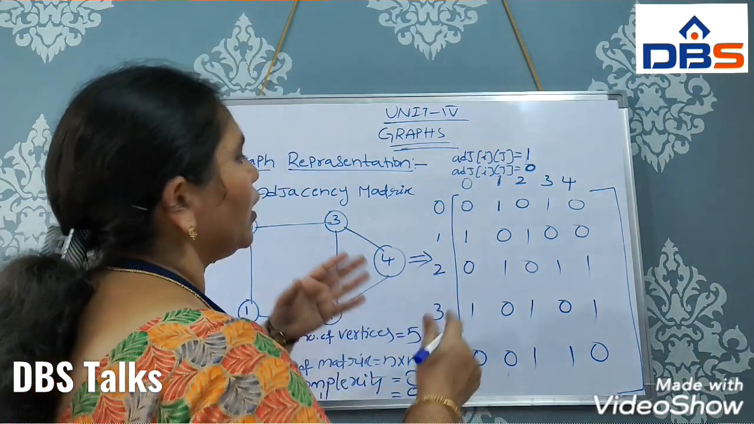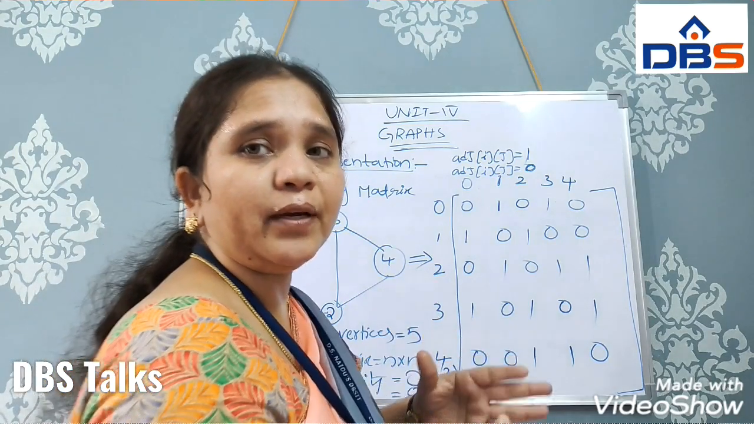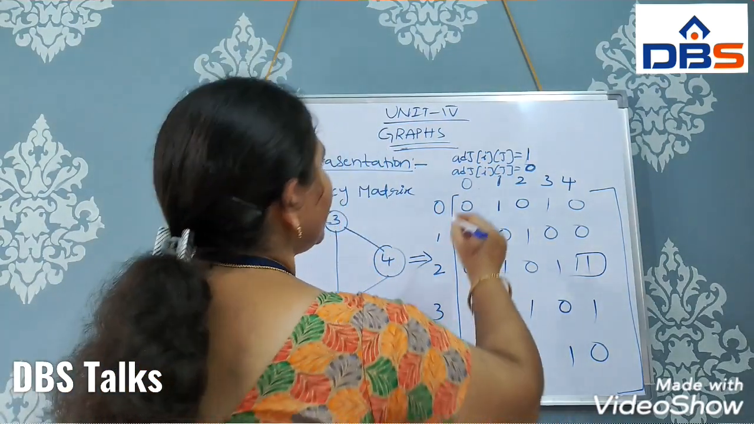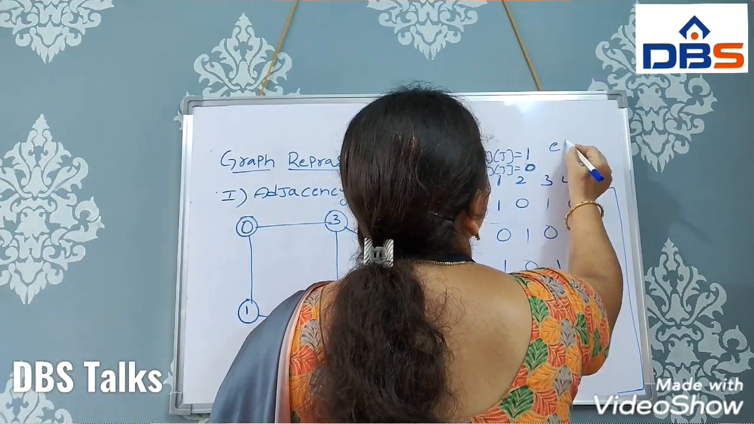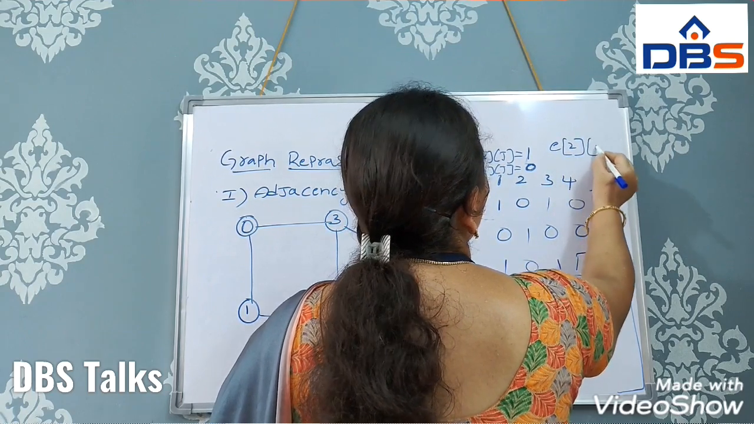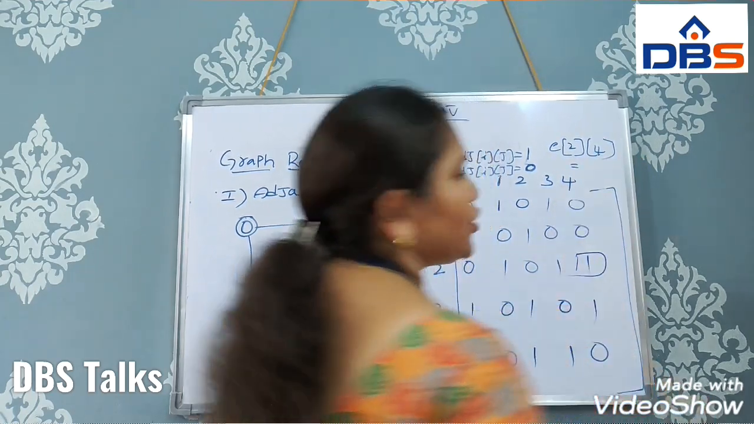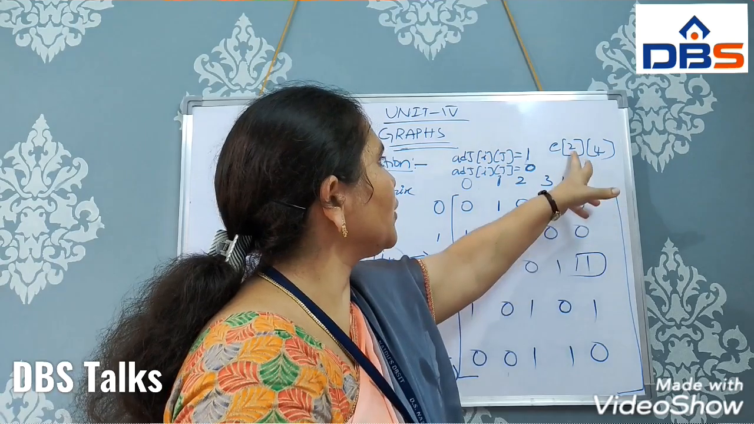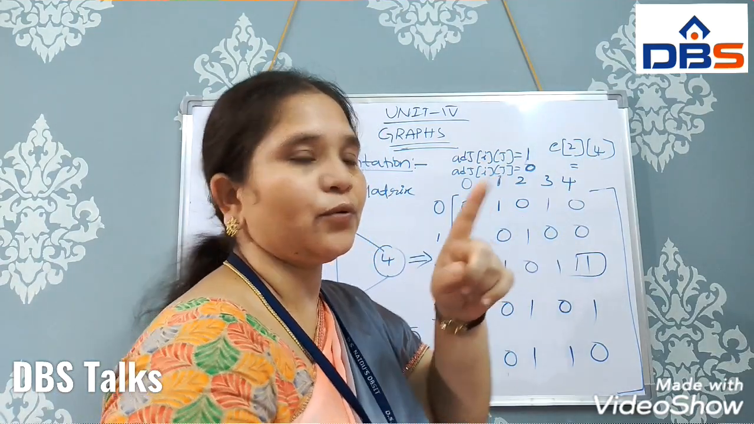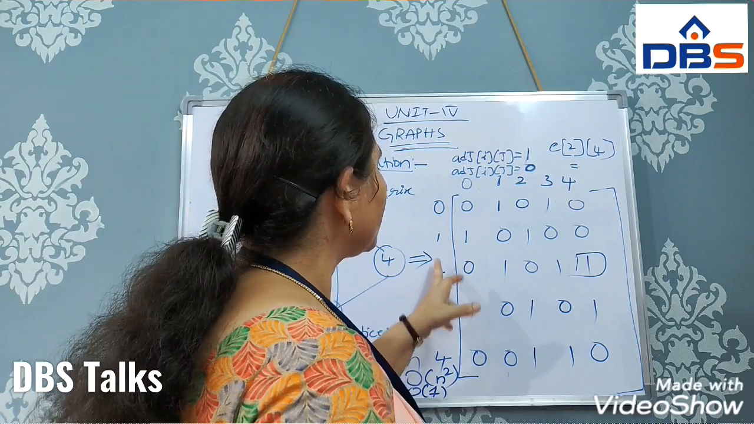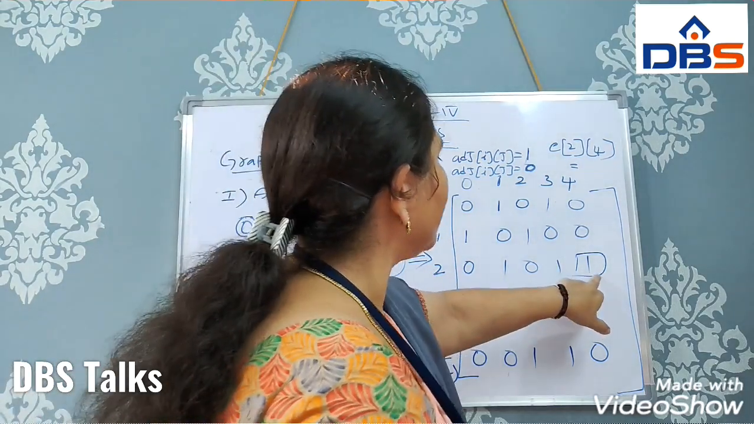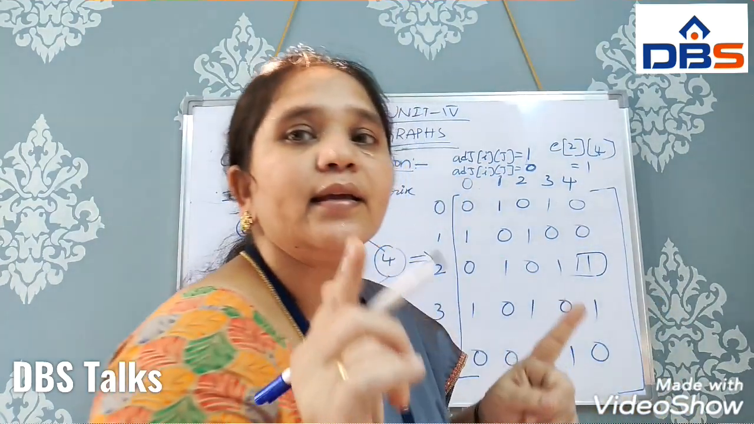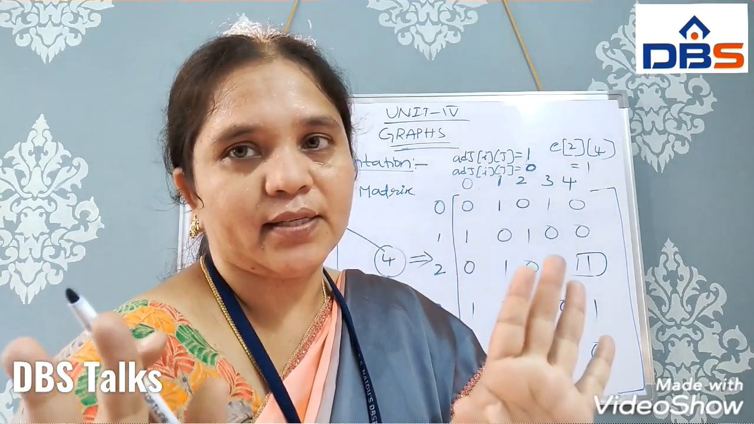How? Here we want to know whether there is a connection in a particular cell. Suppose we want to know whether there is an edge between 2 to 4, for example. Where is 2? Here. Where is 4? Here. 2 is the row, 4 is the column. So for 2 to 4, this cell, there is 1. 1 means there is an edge between this pair of vertices.